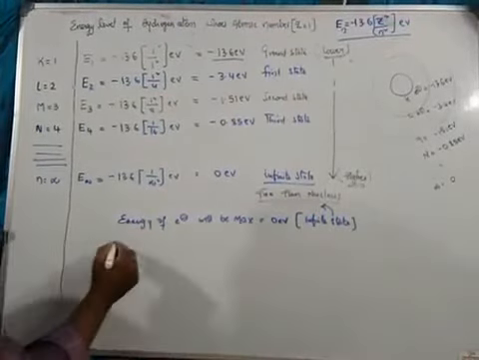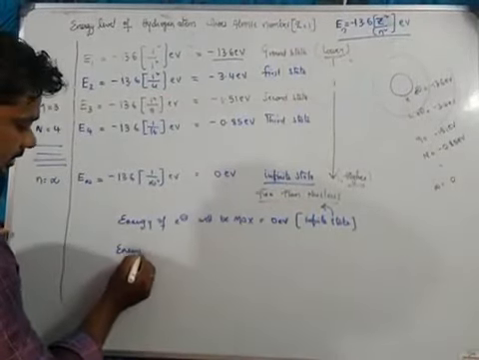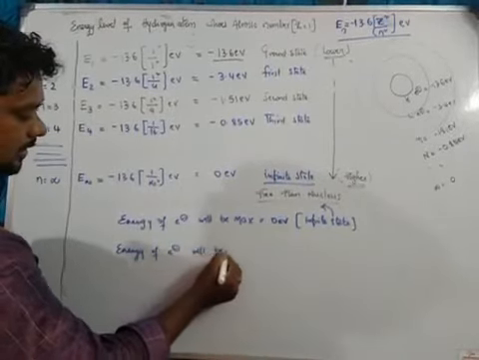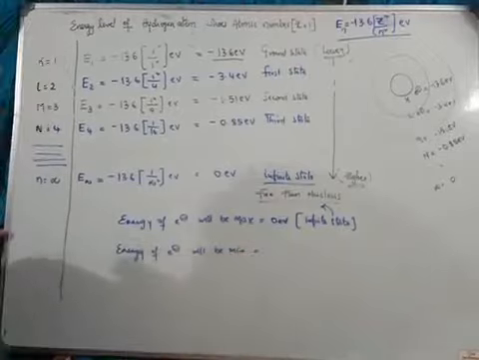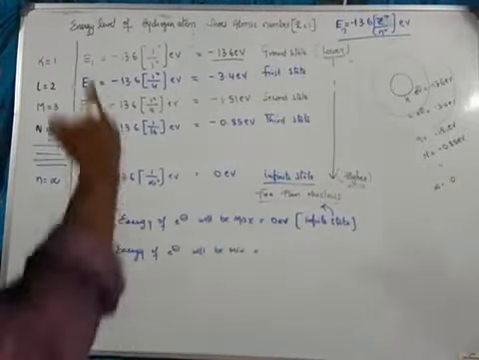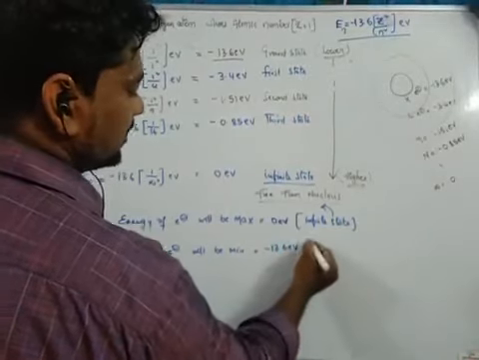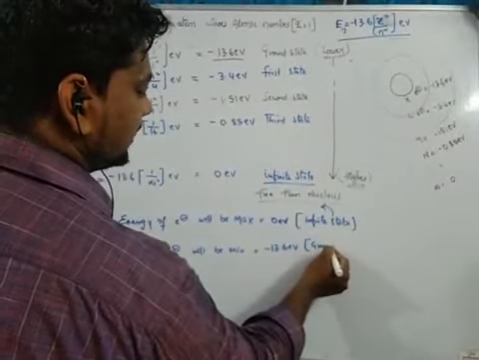The same way, energy of electron will be minimum. So where we have a minimum, we have a low value. The low value will be minus 13.6 electron volt. That's what we call the ground state.